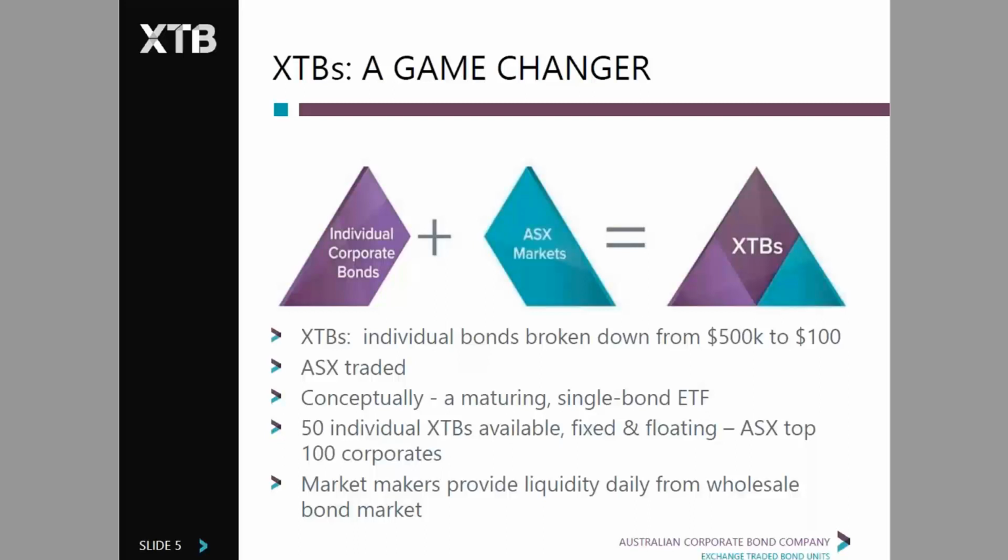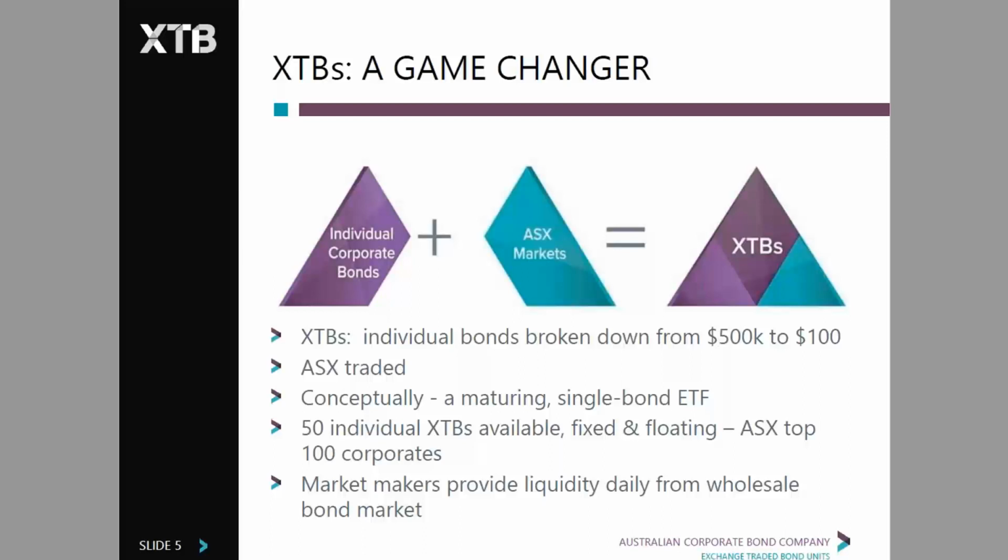So XTBs, what are they? They are individual bonds, essentially broken down from the $500,000 lots that you trade them in the wholesale market down to $100 securities on the ASX. Bonds were only really available historically to the wholesale market. There's about $100 billion worth of bonds issued by the major corporates and major banks of Australia to the major asset managers of Australia, but individuals, generally speaking, find it very, very difficult to get access, if at all, to corporate bonds.